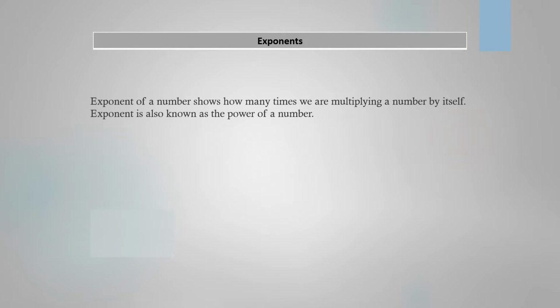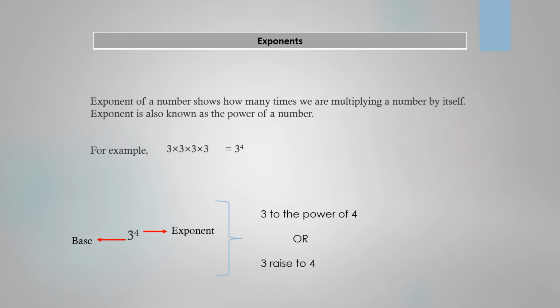If we want to multiply 3 4 times, we will write it as 3 into 3 into 3 into 3. We can express the same in an easy way. That is 3 raised to 4. Here 3 is the base and 4 is the exponent. We can say it as 3 to the power of 4 or 3 raised to 4.